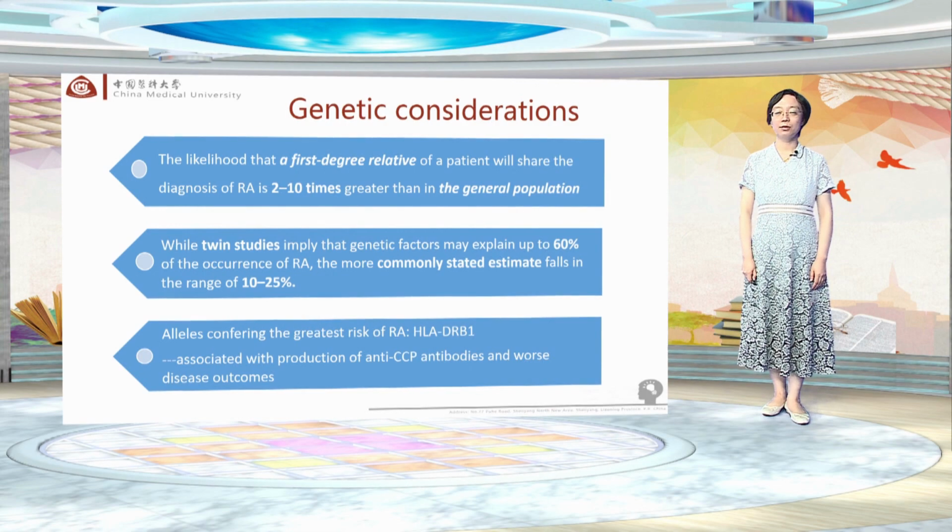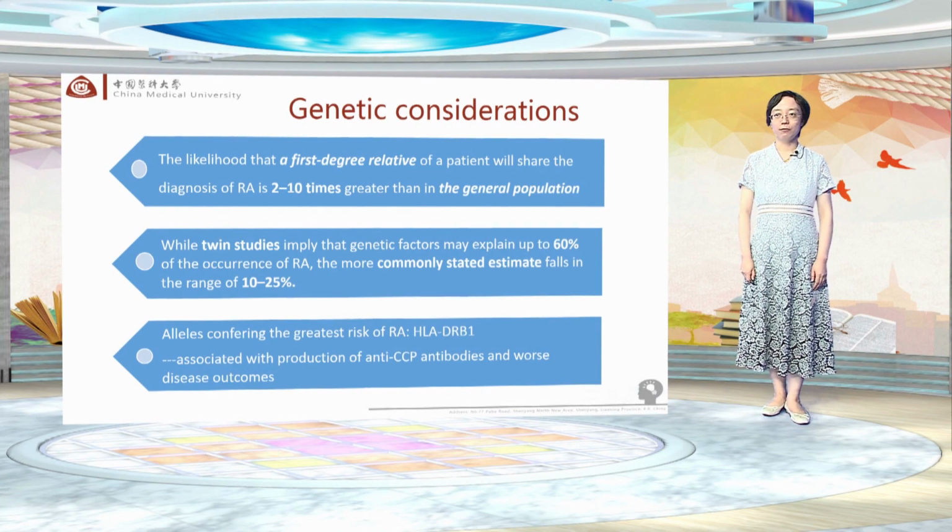It has been recognized that genetic factors contribute to the occurrence of RA as well as to its severity. The likelihood that a first-degree relative of a patient will share the diagnosis of RA is 2 to 10 times greater than in the general population. However, which genetic factor plays a role in the causative mechanisms of RA? This is uncertain yet. Although twin studies imply that genetic factors may explain up to 60% of the occurrence of RA, the more commonly stated estimate falls in the range of 10 to 25%. The estimate of genetic influence may vary across studies due to gene-environmental interactions.